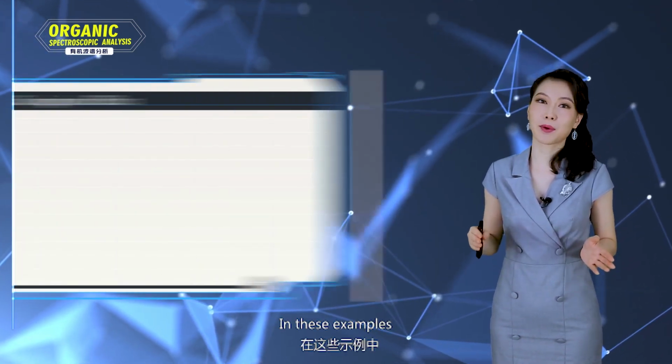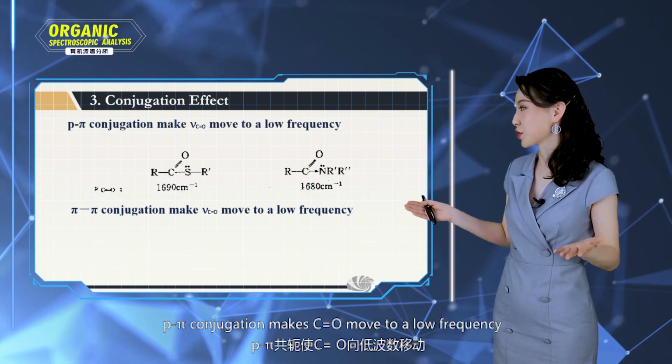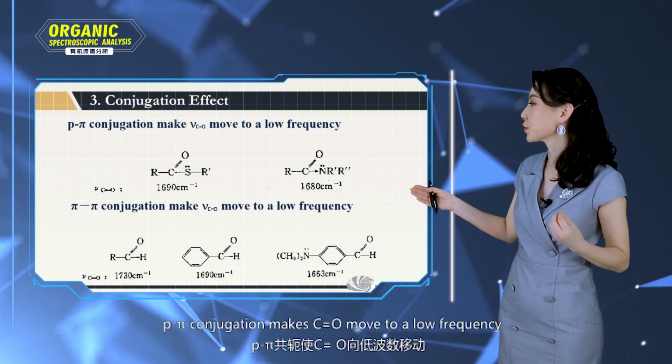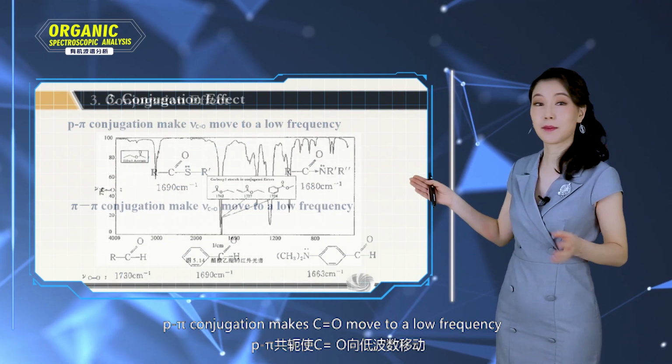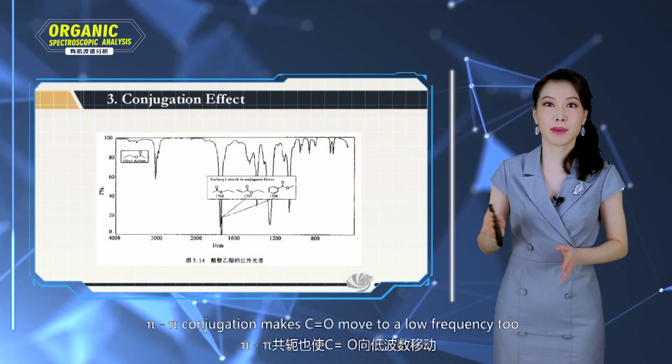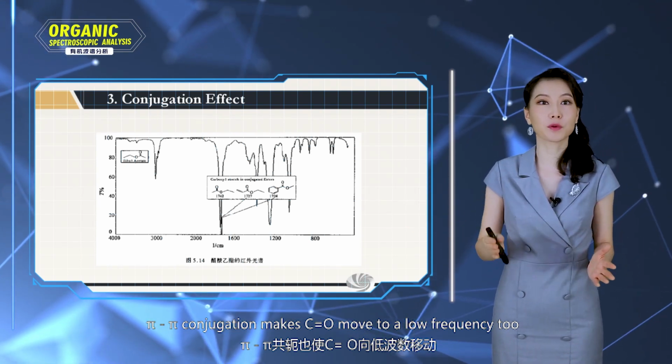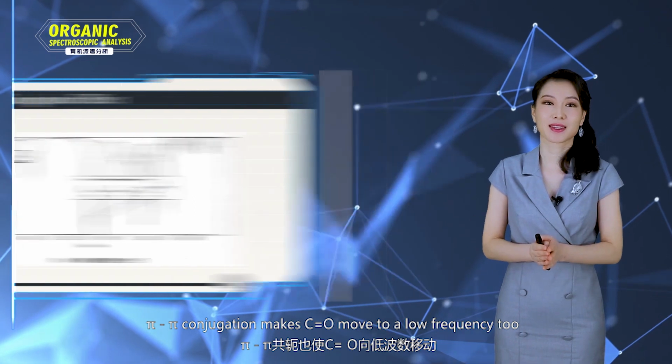In these examples, p-pi conjugation makes the vibration of the carbonyl group move to a lower frequency, and pi-pi conjugation makes the vibration of the carbonyl group move to a lower frequency too.